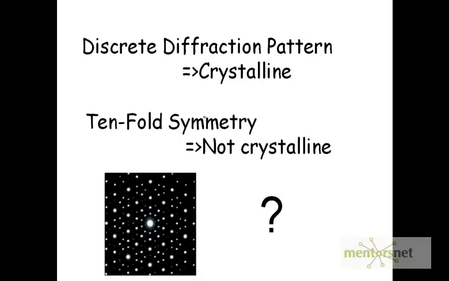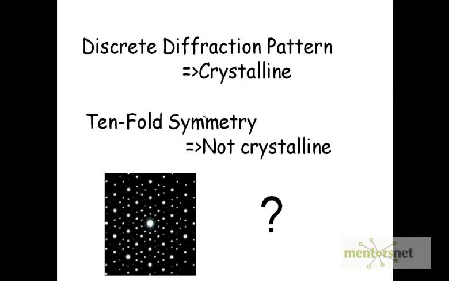But in 1982, while working with an aluminium manganese alloy, Dan Schechtman was surprised to get the diffraction pattern shown here. It's immediately obvious that the diffraction pattern consists of discrete diffraction spots. Thus, it should come from a crystalline material. But then, when Schechtman looked closely, around the central spot, you have rings of 10 bright spots. So it should represent a 10-fold symmetry. And now, just as we have discussed, 10-fold symmetry is not possible for a crystalline structure. So this was Schechtman's dilemma.